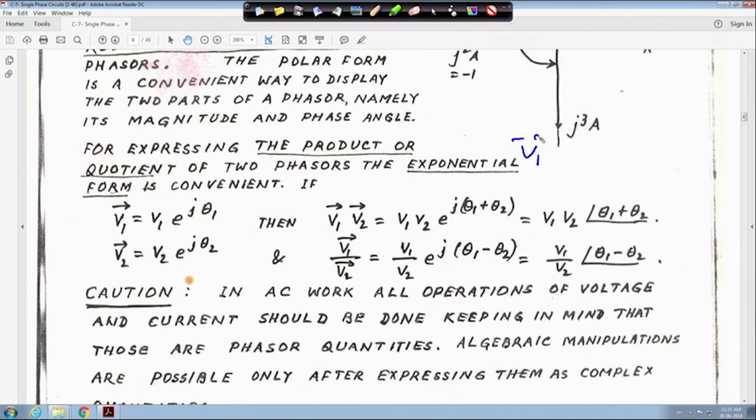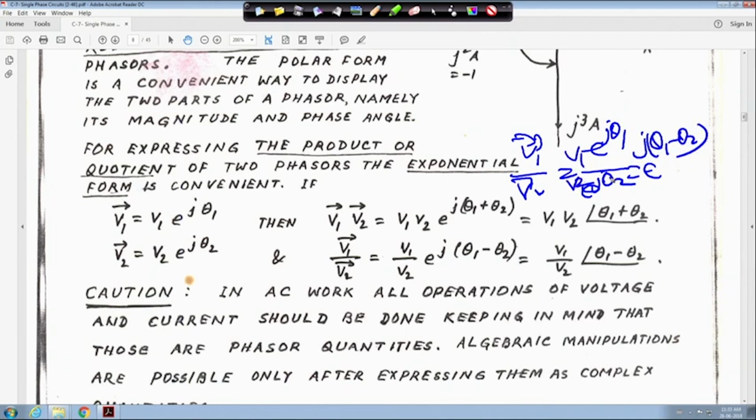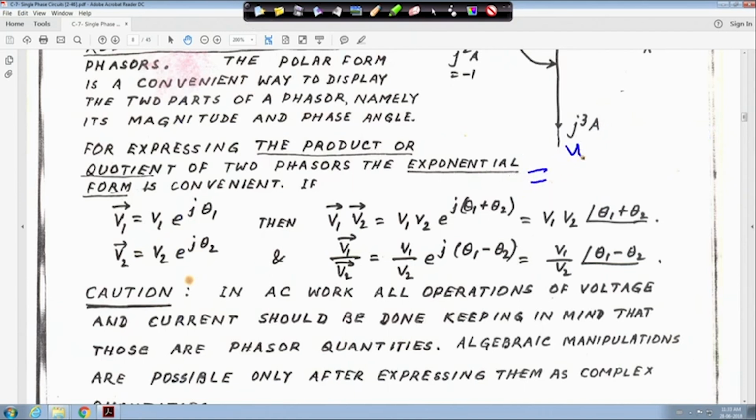Here V1 by V2 is e to the power j theta 1 divided by e to the power j theta 2. So it is a division, giving e to the power j theta 1 minus theta 2, with V1 upon V2. That means this is equal to V1 by V2 e to the power j theta 1 minus theta 2, as written here. And again, for the angle theta 1 minus theta 2, it will be V1 upon V2 in bracket cosine of theta 1 minus theta 2 plus j into sine of theta 1 minus theta 2.